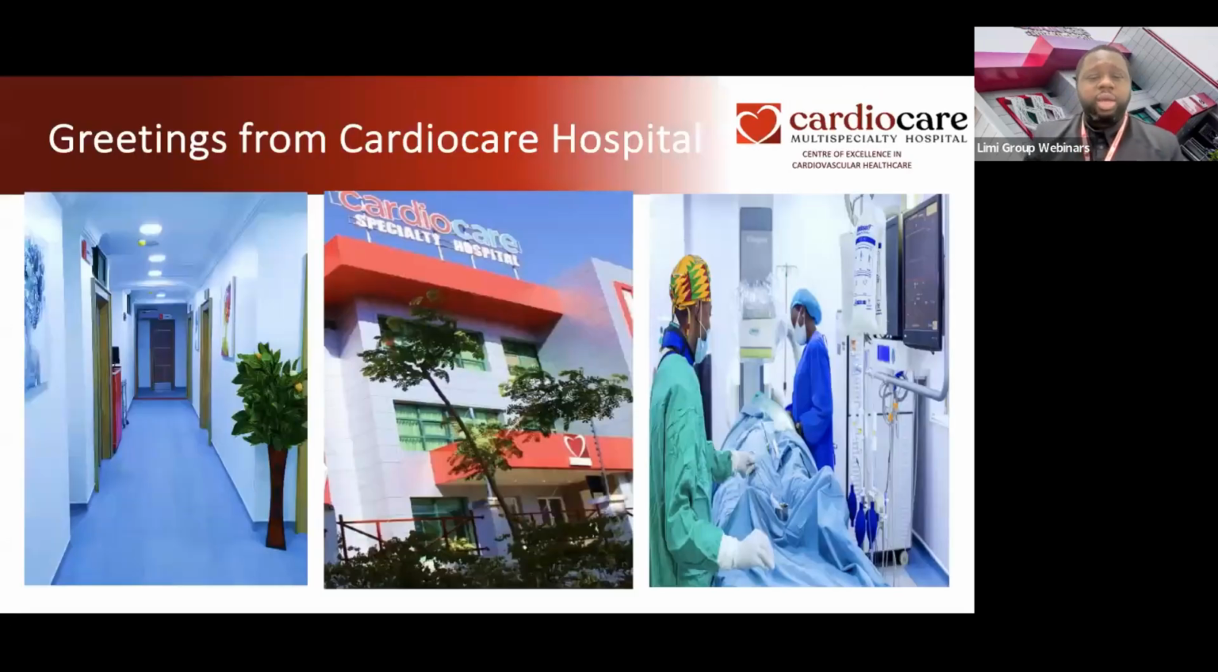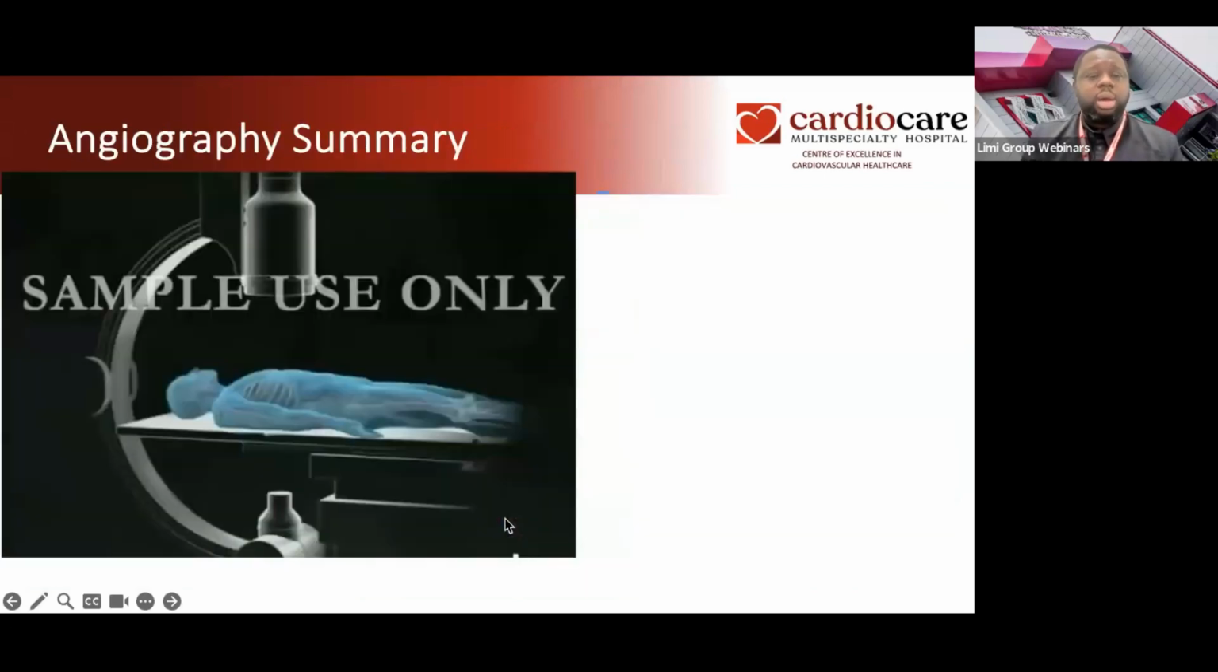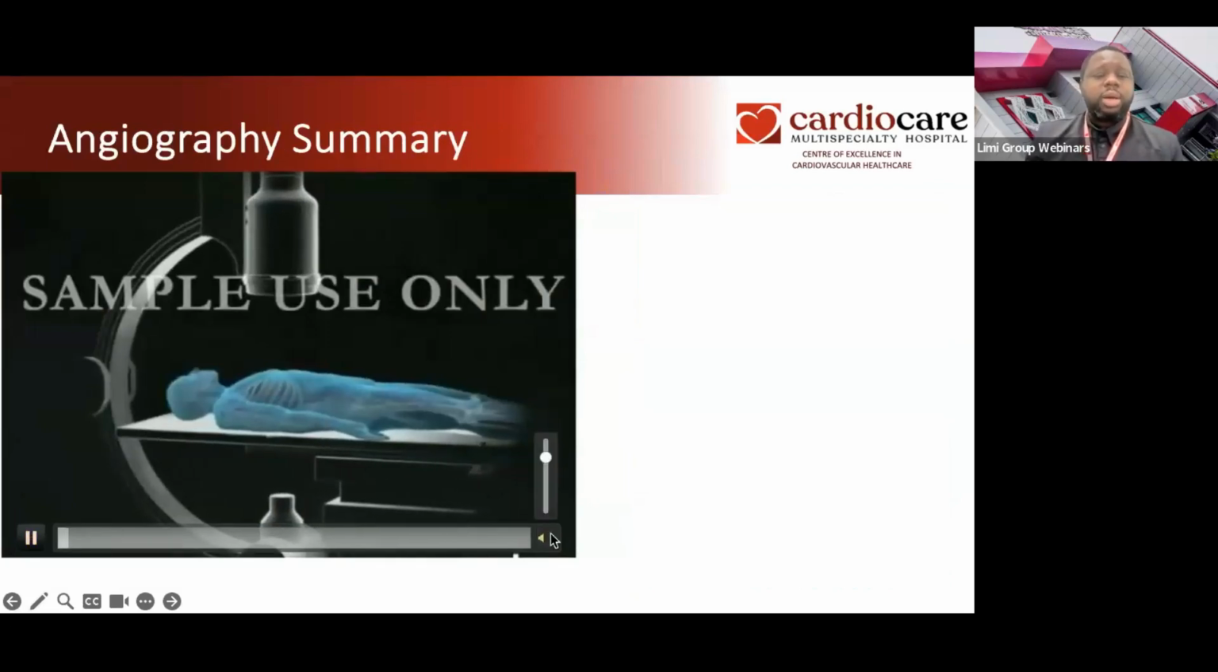So greetings from Cardiocare. This is Cardiocare Hospital. Our cath lab is there. We're in area 11. This is one of the corridors in Cardiocare. So let me just give you a brief summary of what the procedure looks like. So this is the procedure as it happens.